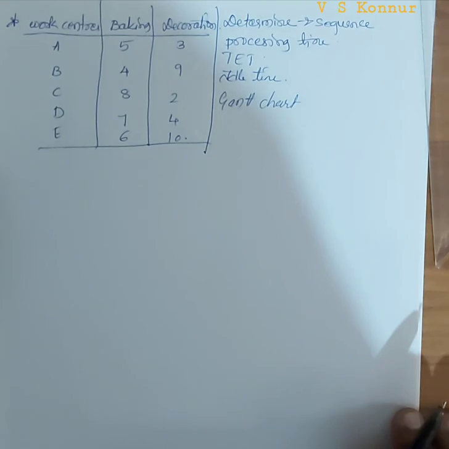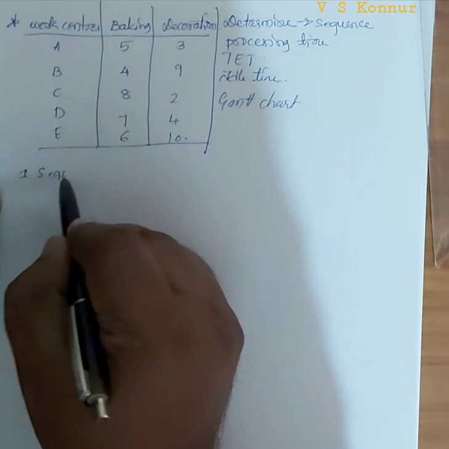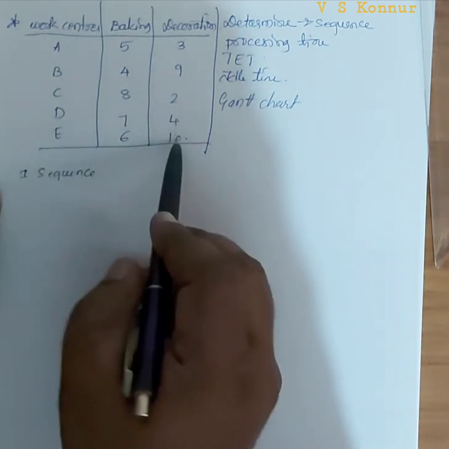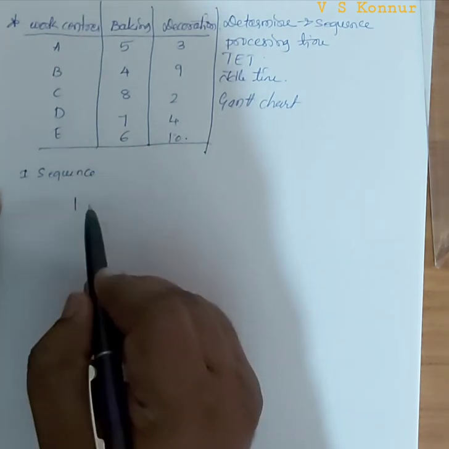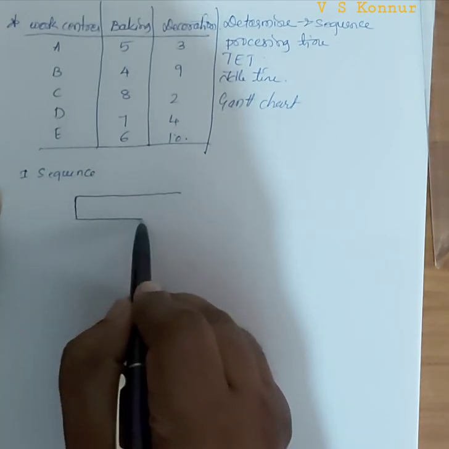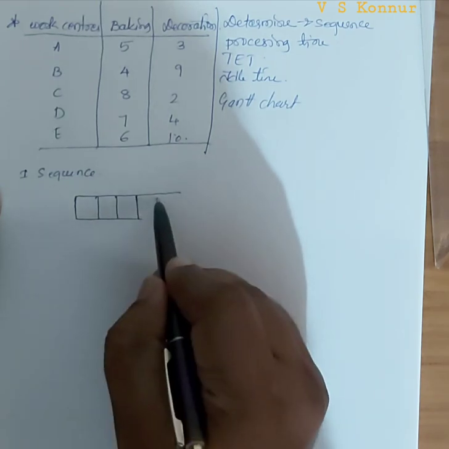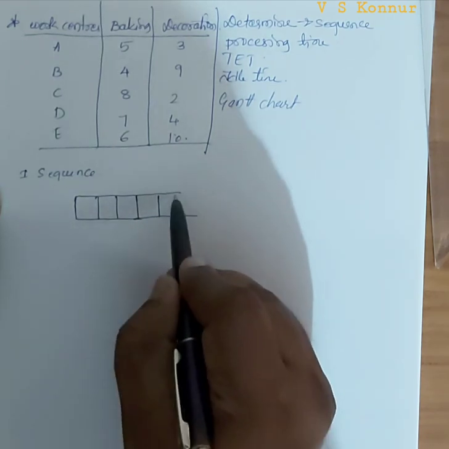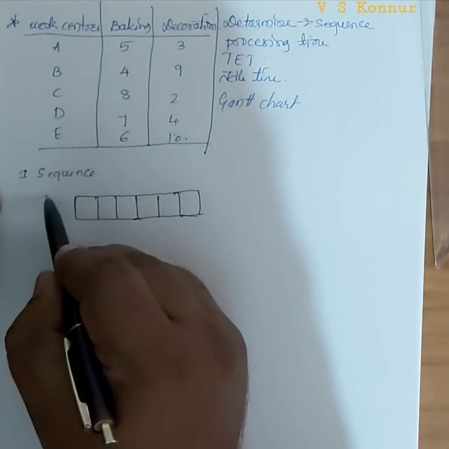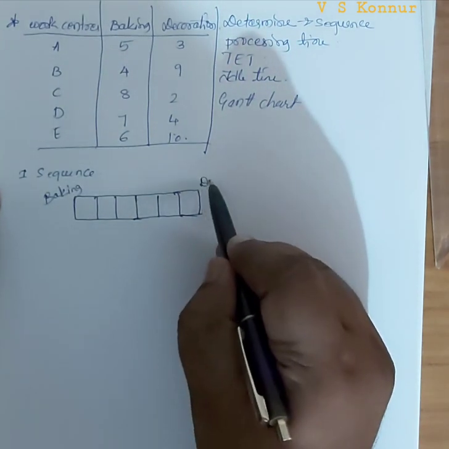So in this problem what they have given? Work centers, baking and decoration, they have given. First you have to calculate the sequence. Sequence can be calculated depending upon time. So we will make 5 boxes. One side will write baking and the other side will write decoration.